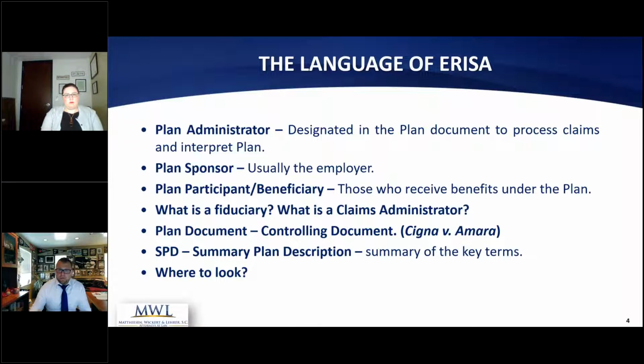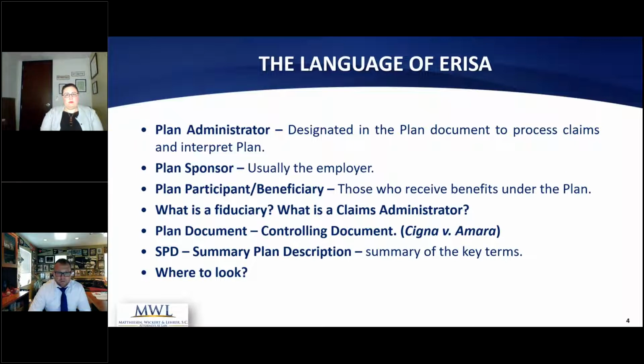But it's just important for you to know that there are two separate documents. Some can be consolidated, but those are key terms, and you'll get a lot of requests from plaintiffs' lawyers out there for both of those documents.